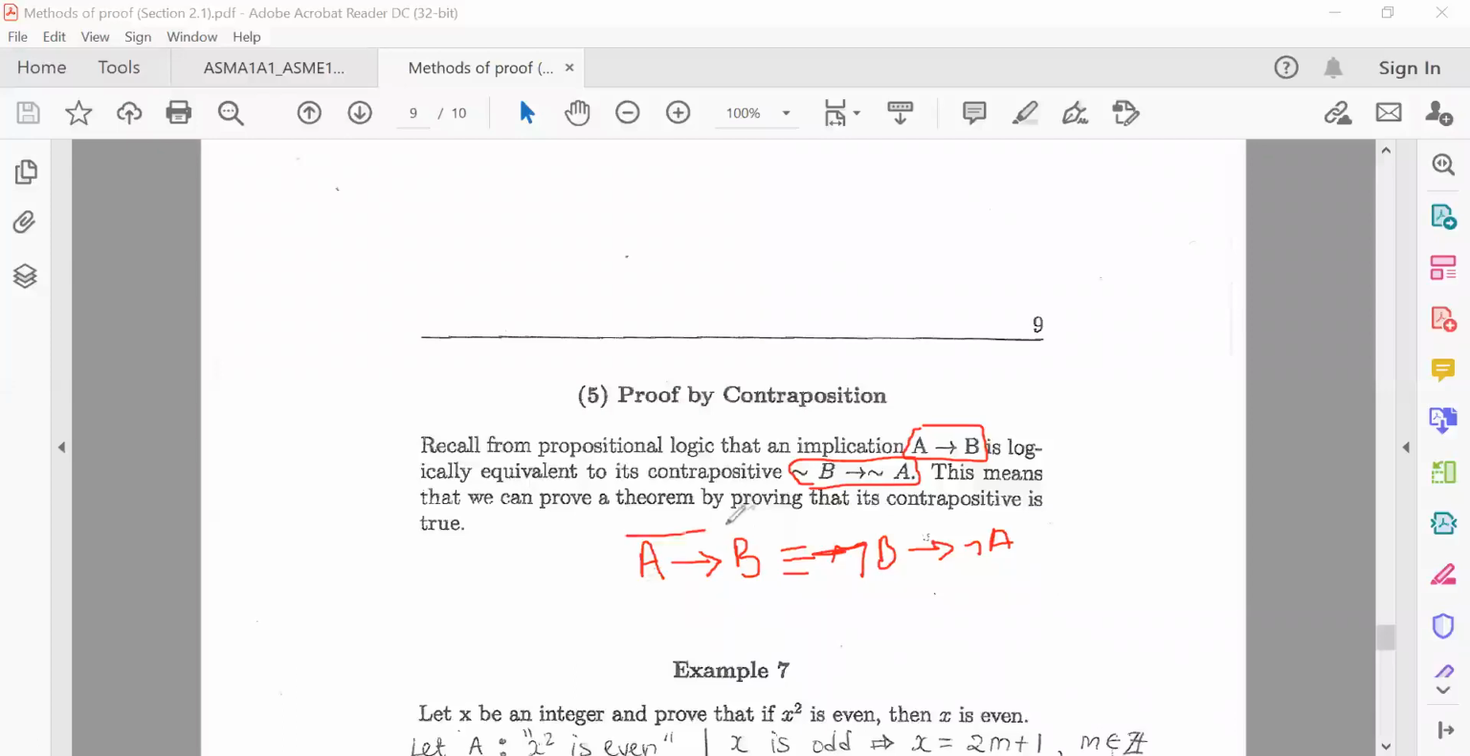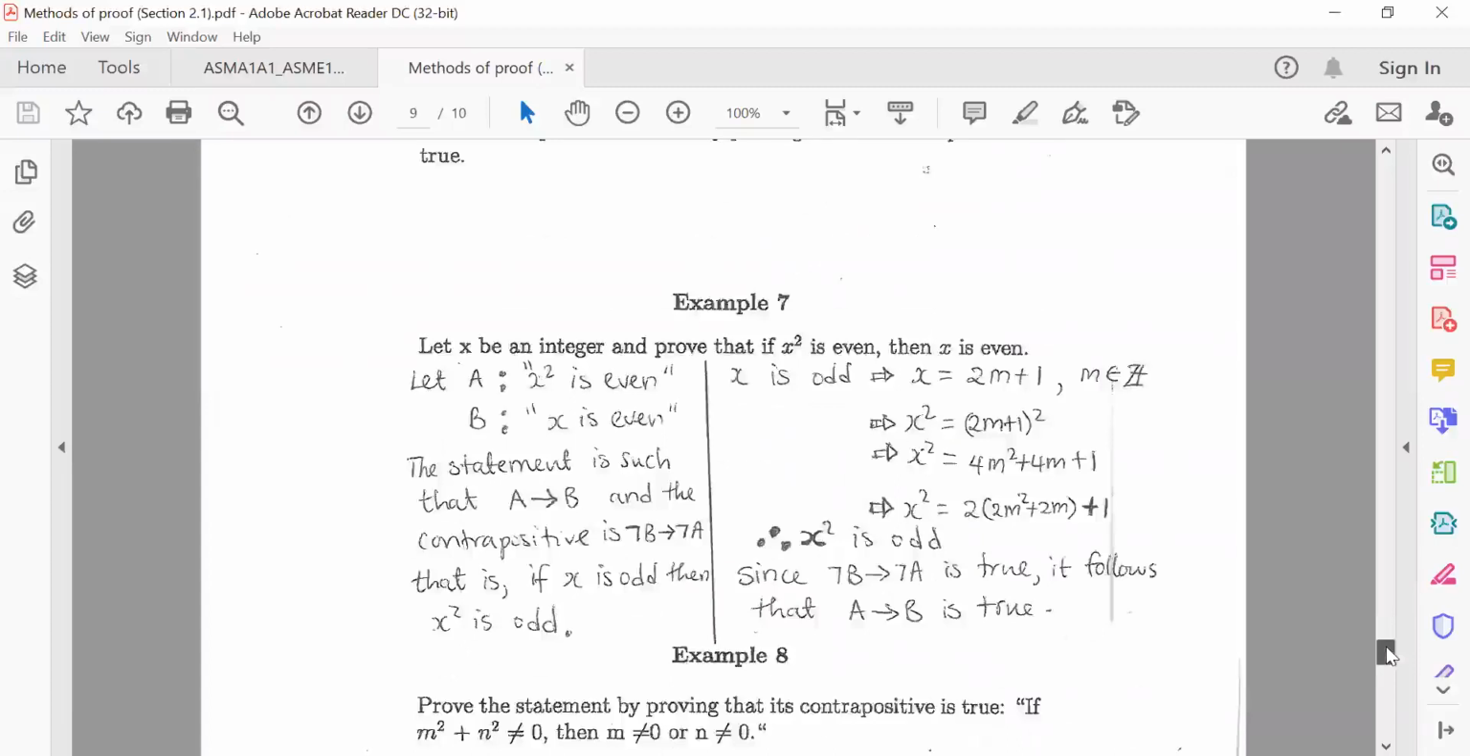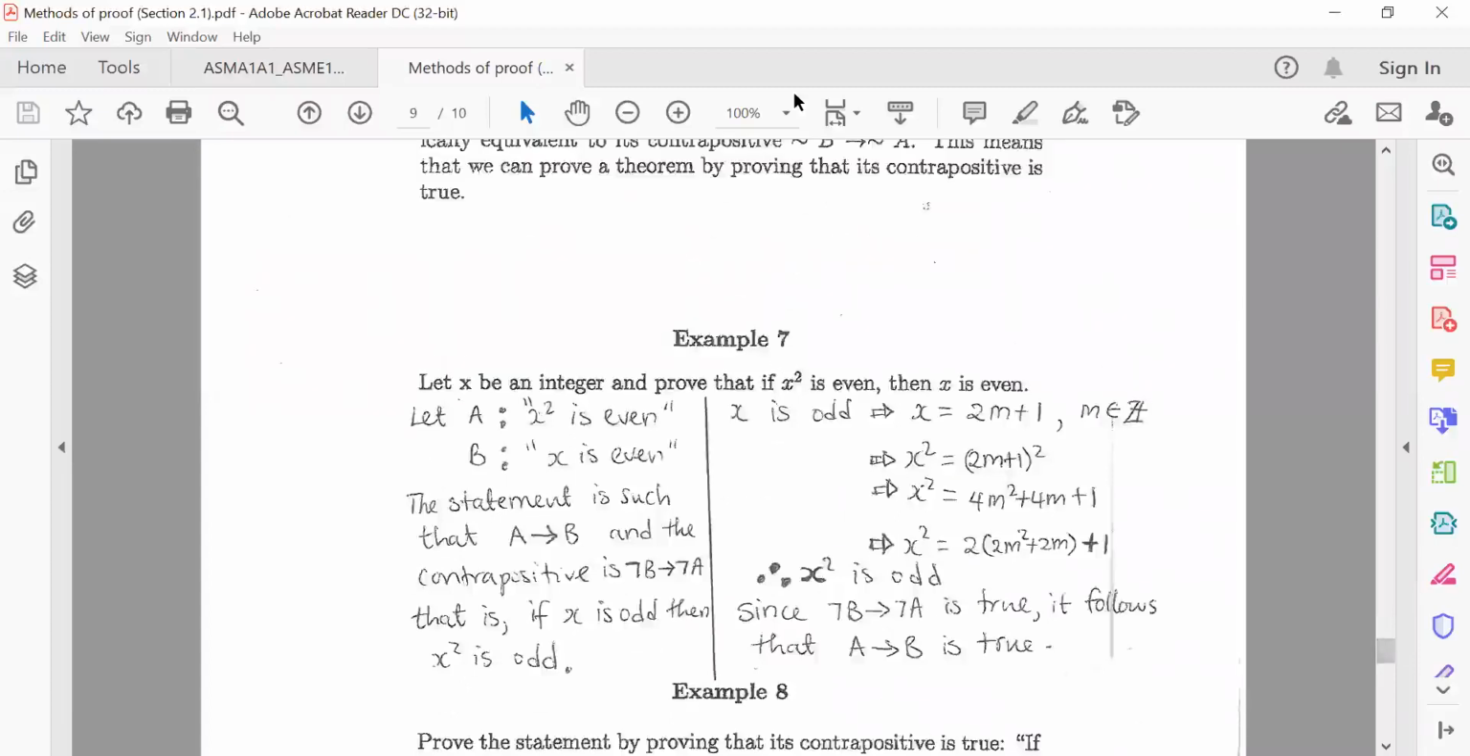So if I give you something like this and it's difficult to prove that it's true, then think of using the contrapositive statement and show that it is true. All right. Let's look at example 7. For example 7, they say let x be an integer. Then prove that if x squared is even, then x is even.